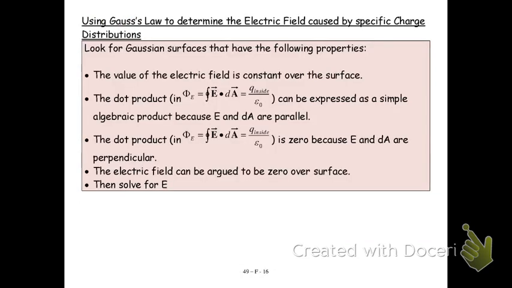We're going to say, using Gauss's law to determine the electric field caused by a specific charge distribution. So if we say flux is equal to the surface integral of E dotted with dA, which equals Q inside over epsilon naught, that's what I derived. I can rearrange this and try and get E by itself and figure out what the electric field is. And what I find is I can use this technique for situations where Coulomb's law would be hard to use.